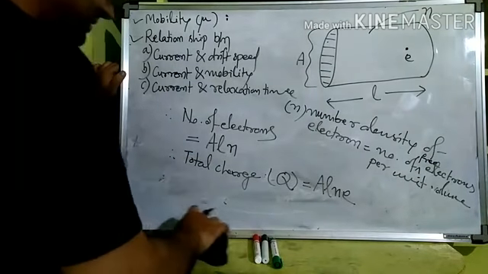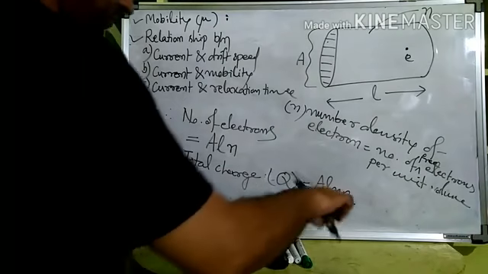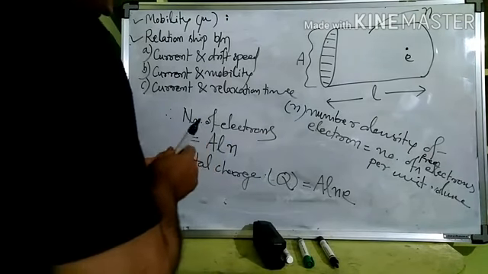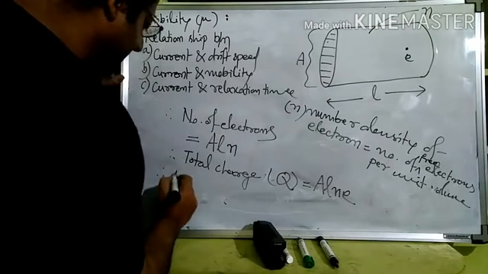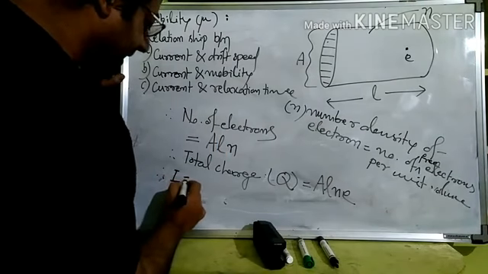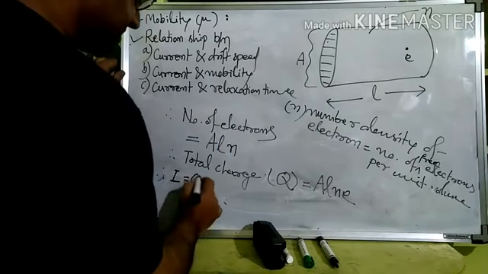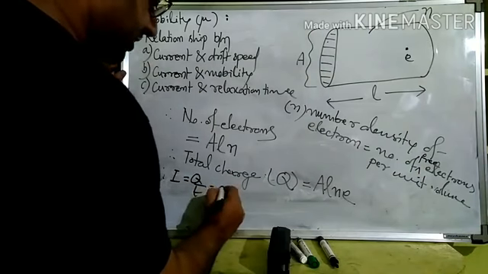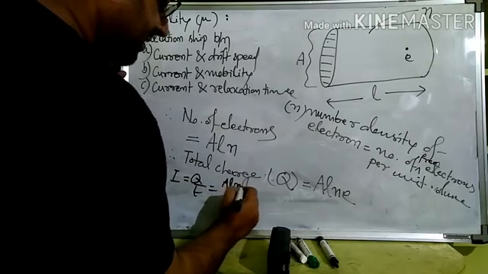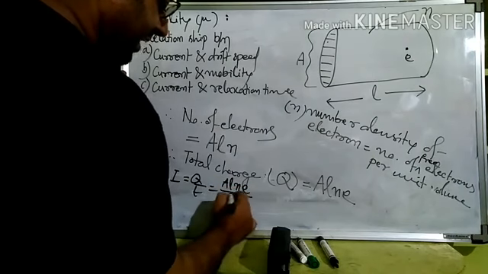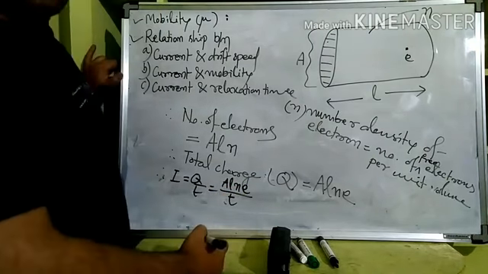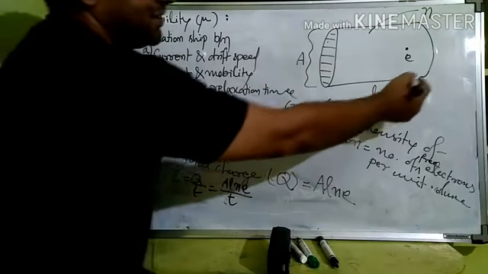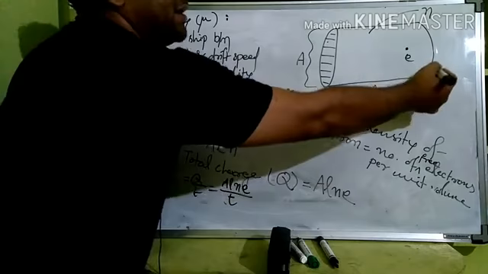Therefore, what is current? Therefore, electric current, let us say that is I, total electric current, I is equal to what? Charge by time, yes or no? And charge we got as ALNE divided by time. Yes or not? Now, what is L by T? The length divided by the time taken.